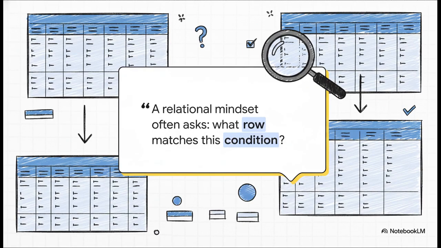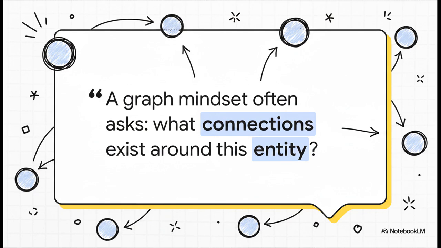Okay, so let's circle back to that core contrast we started with. The relational mindset, the world of tables, is always asking a question like this: what rows match this condition? It's a filtering process, right? You're trying to narrow things down from a big list. The graph mindset, on the other hand, asks a totally different kind of question. It starts with a single thing, a node, and asks, what's connected to this? What does its neighborhood look like? What paths lead into it, and what paths lead out? It's a process of exploring outwards.